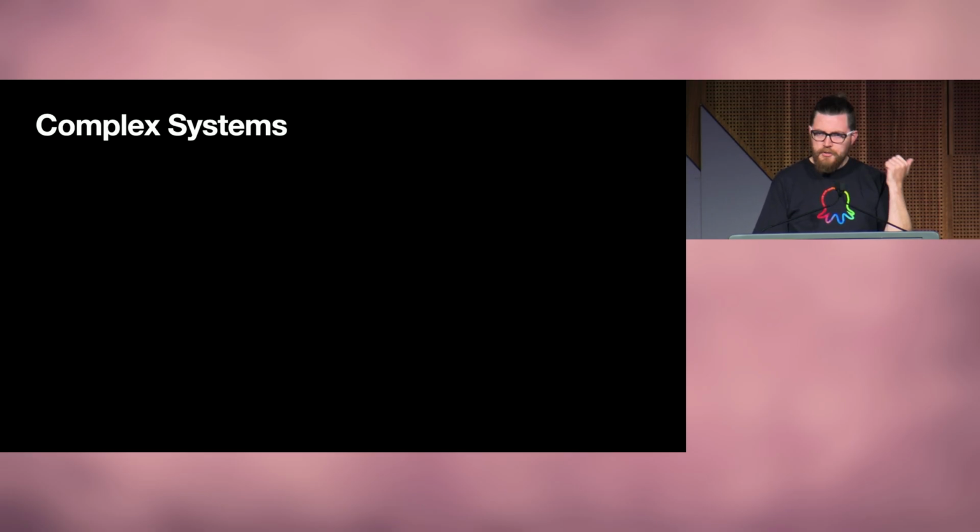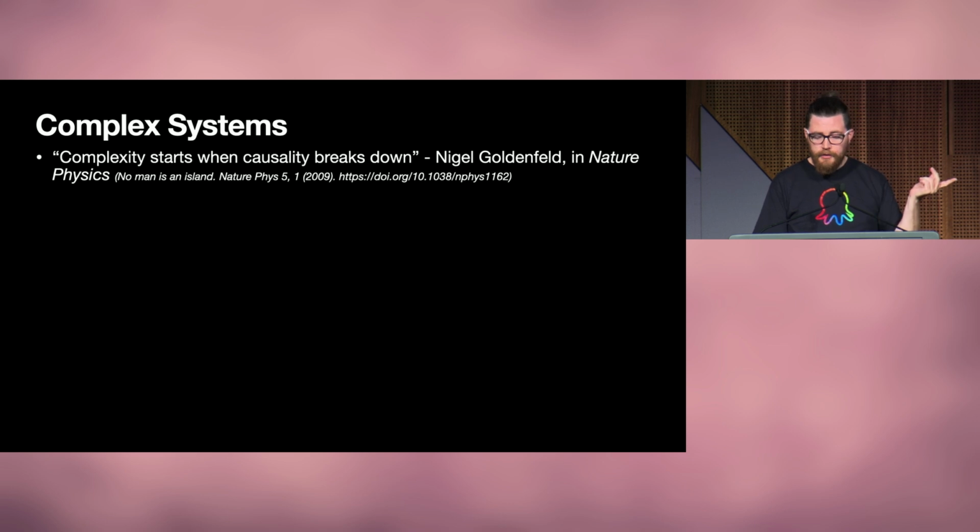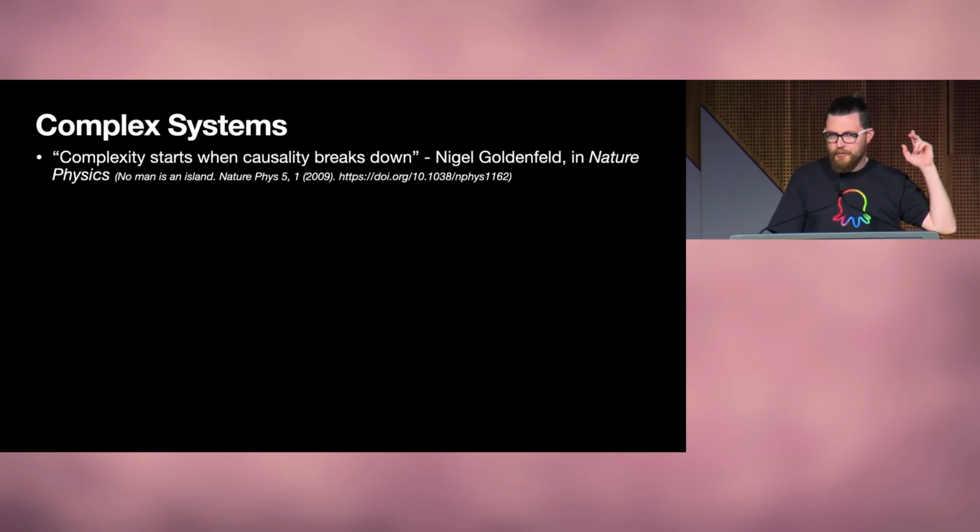Now, I used a word before that I want to dig into a bit: complex system. There's many definitions out there. Here's one I like. Complexity starts when causality breaks down. And you'll notice that's a physicist. That's not a software person. This idea of complex systems exists across heaps of domains, not just technology. And I want to put into your heads today, if there's nothing else, that direct causal connection between one part of your systems and the behavior of the rest might not actually be real.